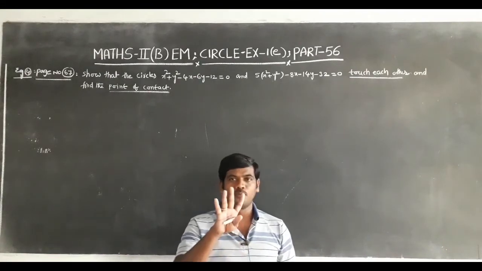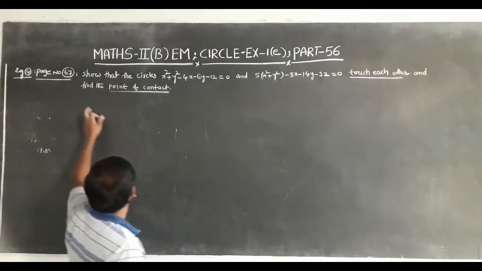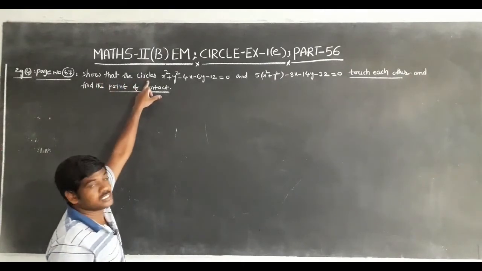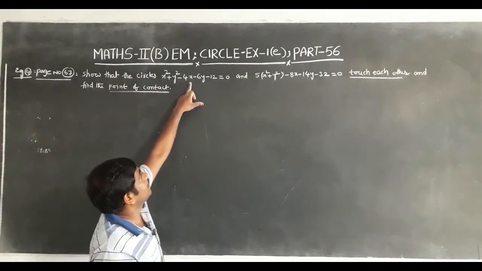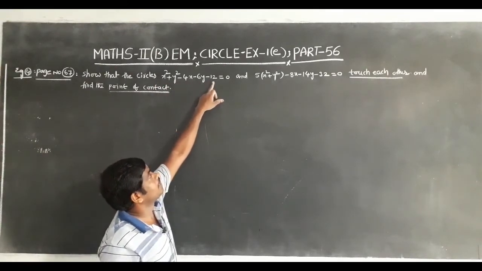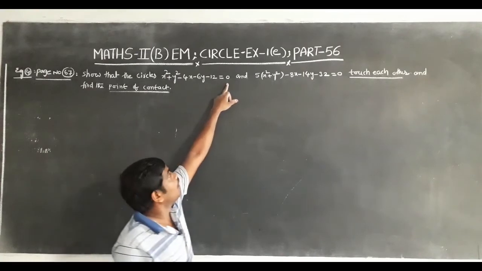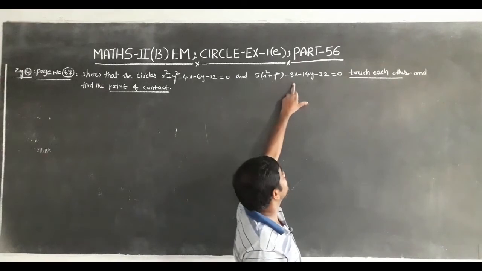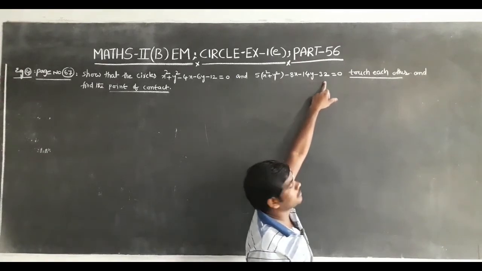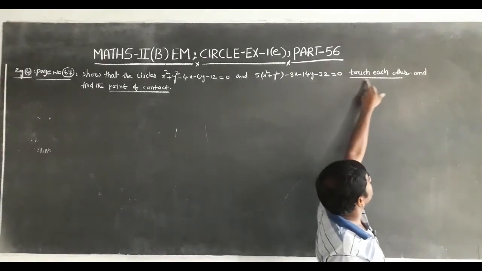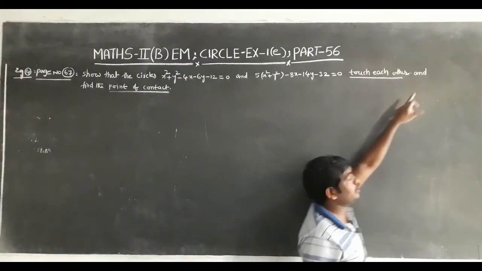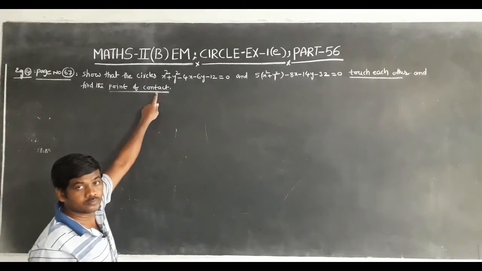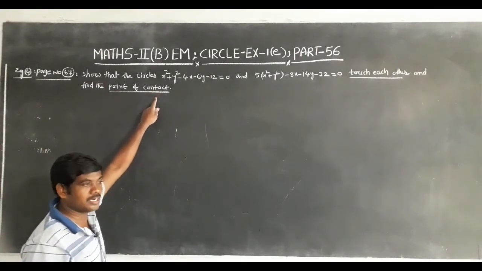Example number 4, page number 67. Show that the circles x square plus y square minus 4x minus 6y minus 12 is equal to 0 and 5 into x square plus y square minus 8x minus 14y minus 32 is equal to 0 touch each other and find the point of contact.